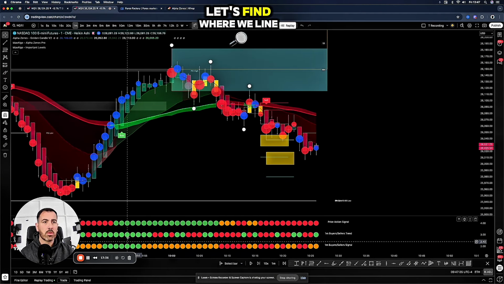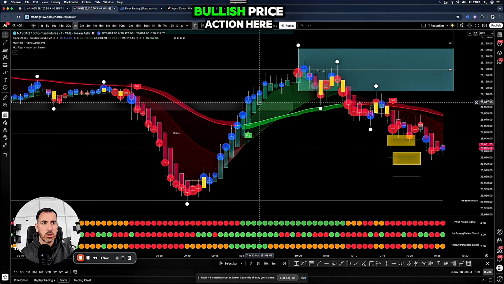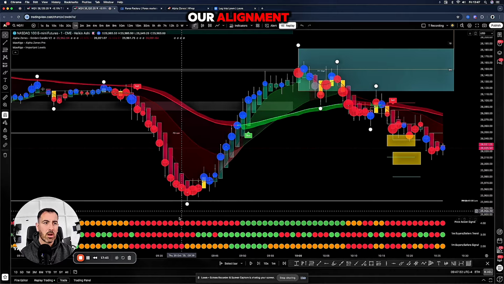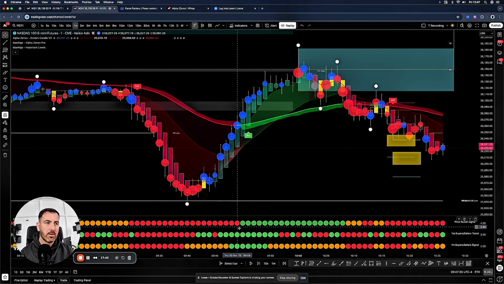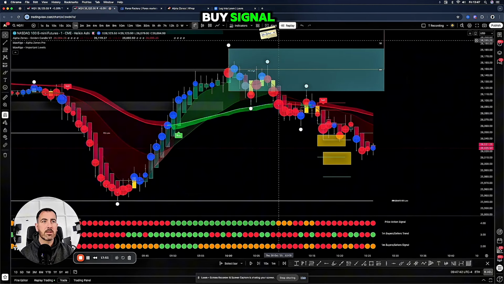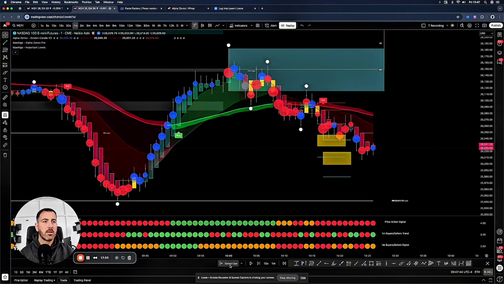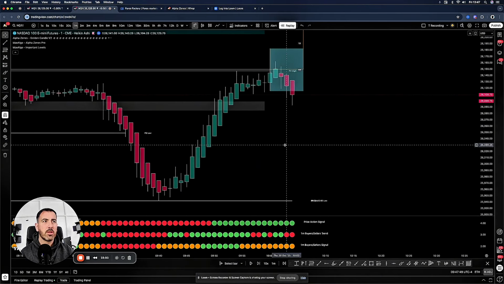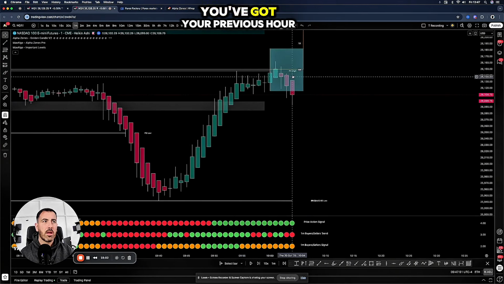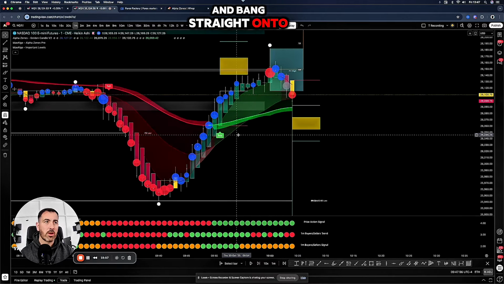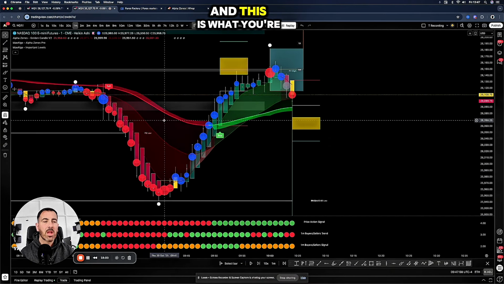So we go along, let's find where we line up again. So we've got this bullish price action here. We have a golden candle at the bottom where we do not have our alignment. We've still got a bit of chopping around here. And then when we do, we get our green traffic lights. We have our green buy signal. Trend wave has gone green. Let's just replay to there to show you. You've got your previous hour high above, which is within your golden zone, and bang, straight onto target within 3 minutes. And this is what you're looking for.